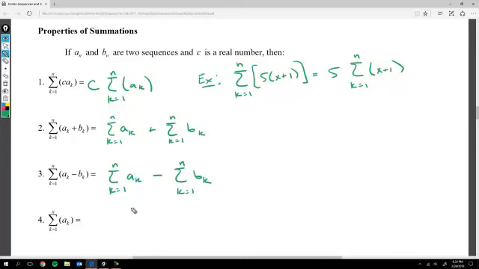Okay, and last one's a little bit weird, but you can actually take your sum and split it into two sums if you need to and just change your index. So what I mean by that is, say we're starting at 1 and we're ending at n, then you can split this using any number that's located in your index.